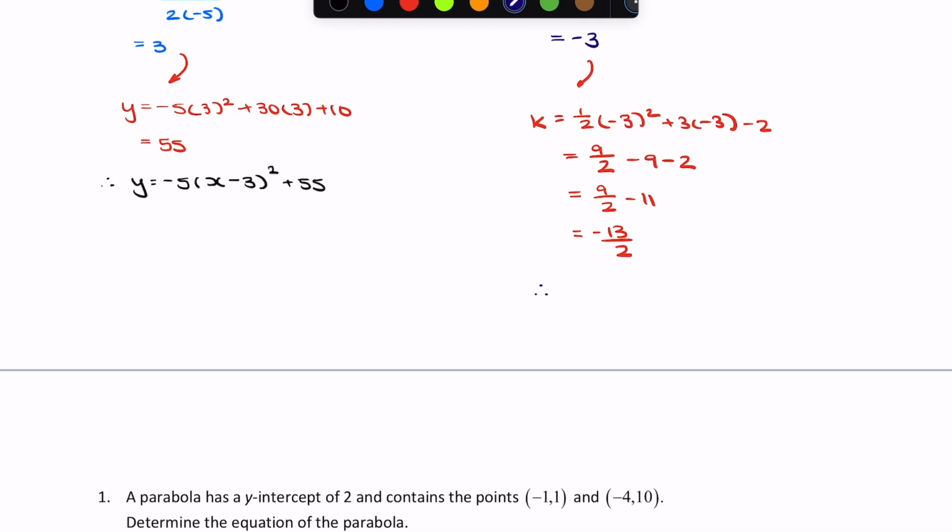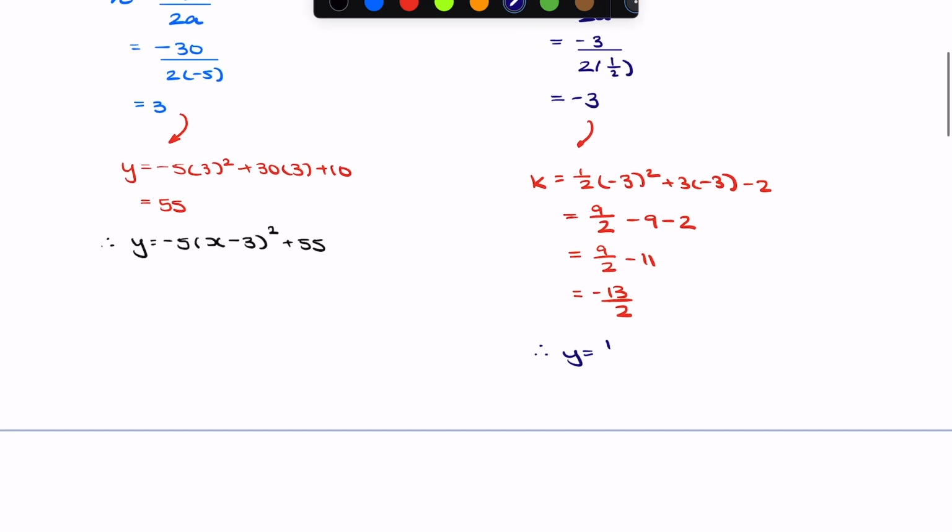So therefore, our equation is y is equal, and we keep our a value, which is 1 over 2, x plus 3 squared minus 13 over 2.